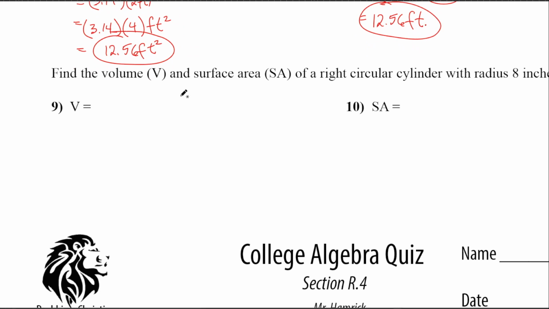Volume of a right circular cylinder. So again, I'm not going to put the formula sheet up on this, but you can look at the formula sheet and you can find volume. It's on there, and it'll say volume of a right circular cylinder, and it'll give you a formula. And that formula, in this particular case, is pi times r squared times the height.